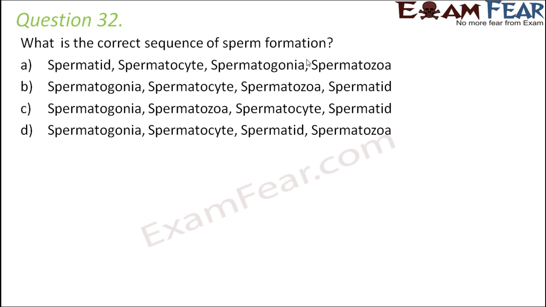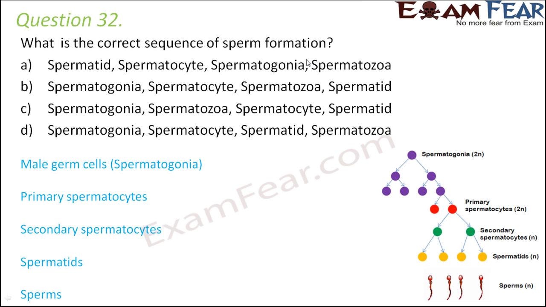Question number 32. What is the correct sequence of sperm formation? So let us quickly look at the process of sperm formation. Sperms are formed from spermatogonia, which are diploid cells. These spermatogonia undergo division to form primary spermatocytes, which are again diploid. The primary spermatocytes undergo meiosis to form secondary spermatocytes, which are haploid. These secondary spermatocytes form spermatids, which are also haploid, and the spermatids form the sperms. Sperms are also known as spermatozoa.